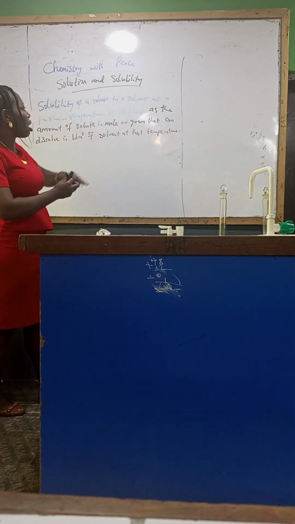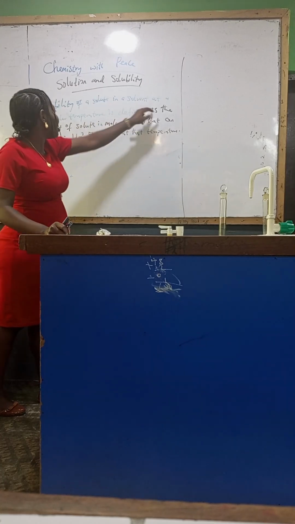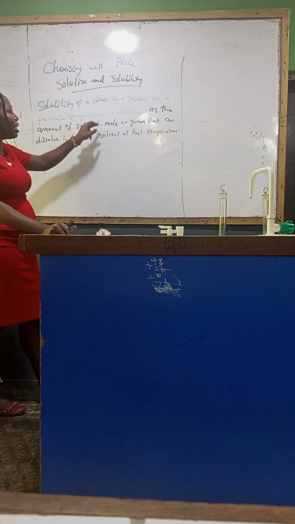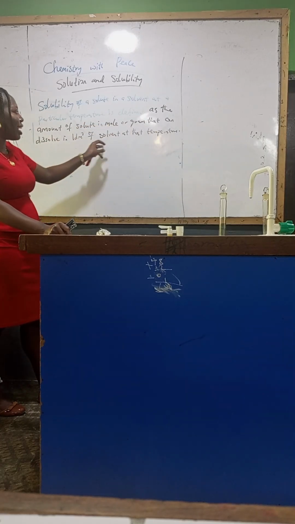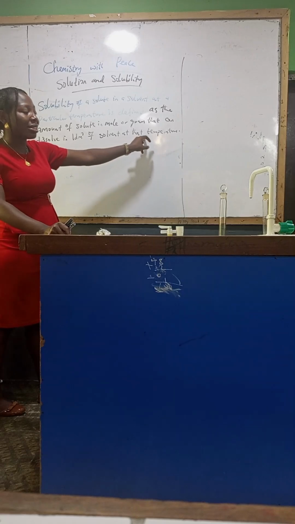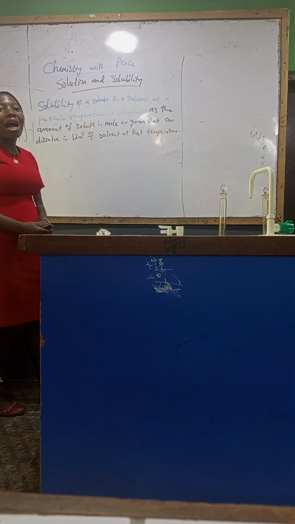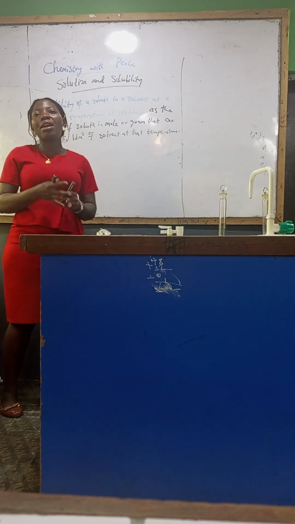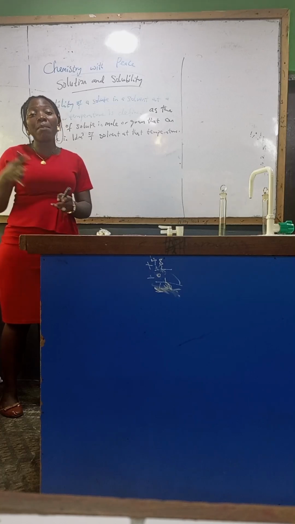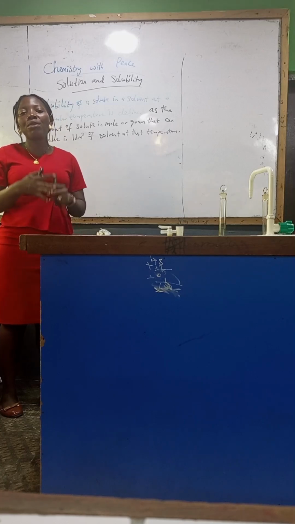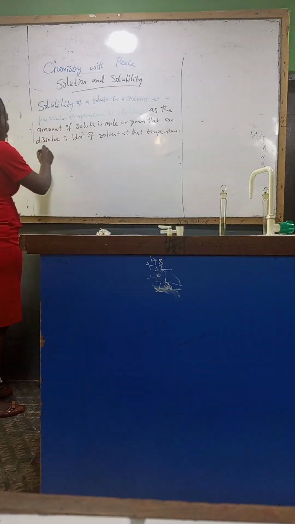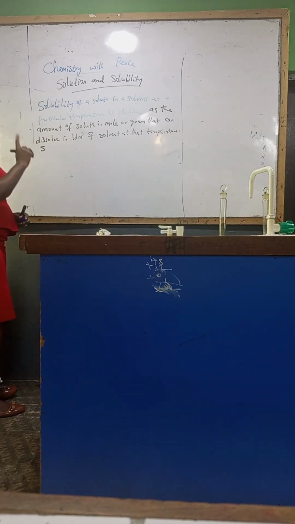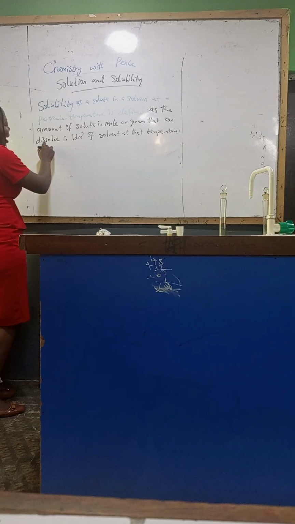Solubility is defined as the amount of solute in mole or gram that can dissolve in 1 dm³ of solvent at that temperature. And when we talk about solubility, we have solubility in mole per dm³ and we have solubility in gram per dm³. So solubility is expressed in mole per dm³ or gram per dm³.